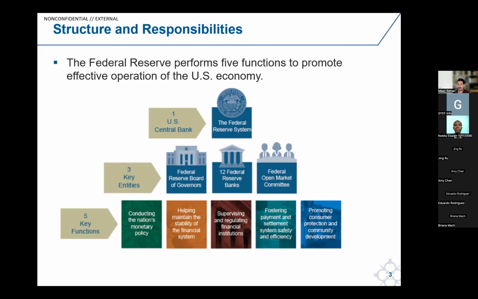And then lastly, promoting consumer protection and community development. So the Fed advances supervision, community reinvestment, and research to improve understanding of the impacts of financial services, policies, and practices on consumers and communities. So maybe just pause there before I do move on. If anyone has a question on any specifics of the structure and the responsibility that the Federal Reserve System as a whole has, or any of the specific entities.